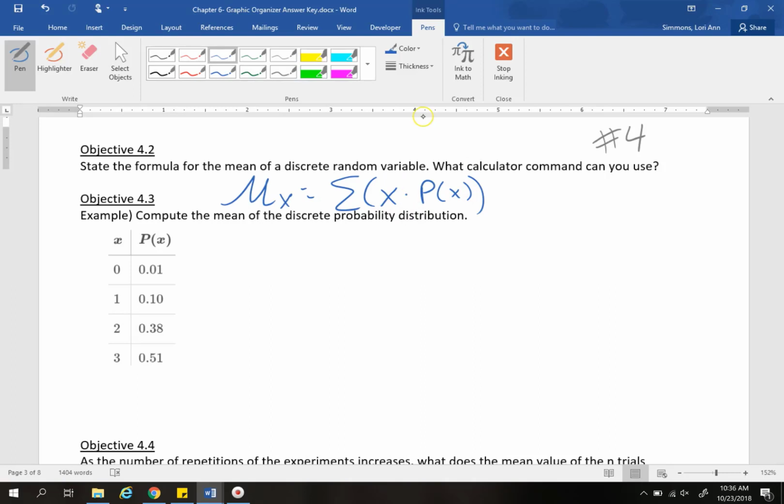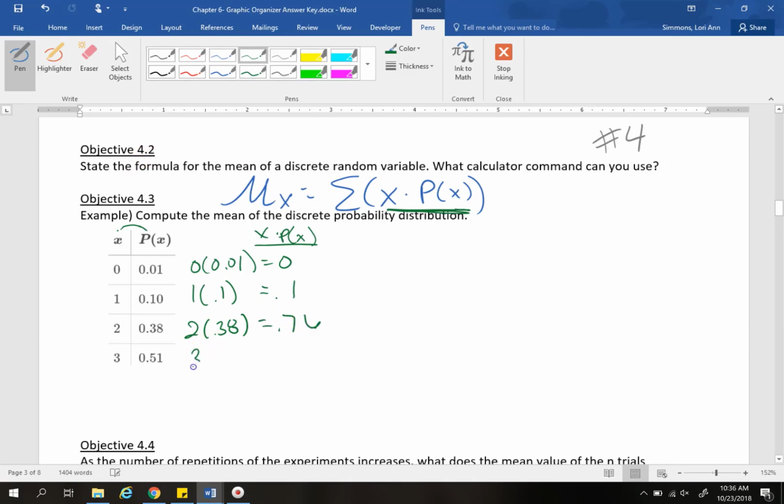So this inside part, we're going to take x times the probability of x. So 0 times 0.01. 1 times 0.1. 2 times 0.38. And 3 times 0.51.